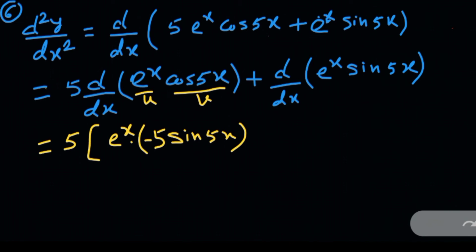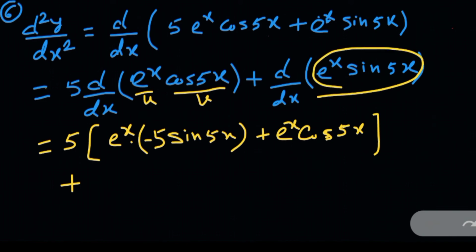sin 5x, in a bracket, plus cos 5x as it is, that is v as it is, then the derivative of u. The derivative of e to the power x will be e to the power x only. So I am writing it as it is. Correct? And then plus I will do the derivative of this.